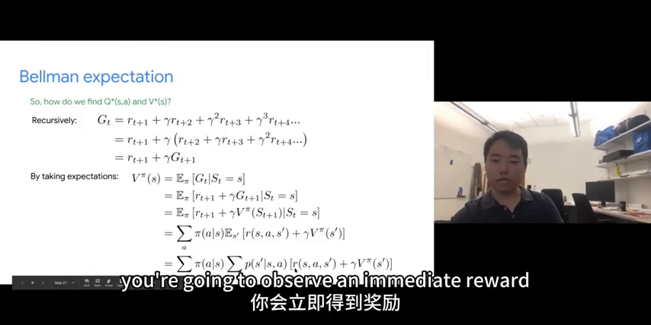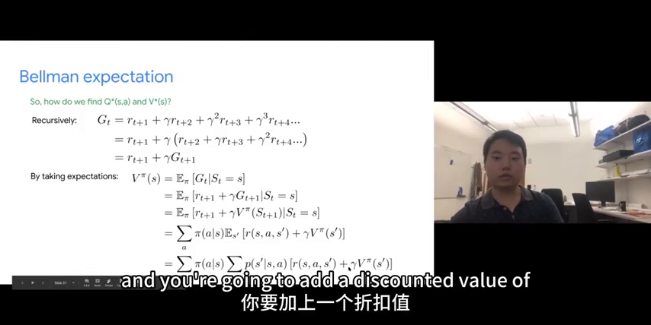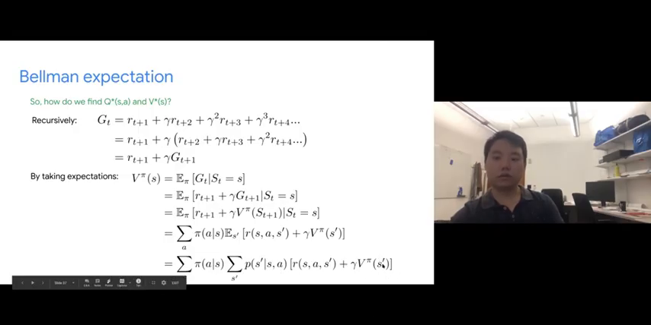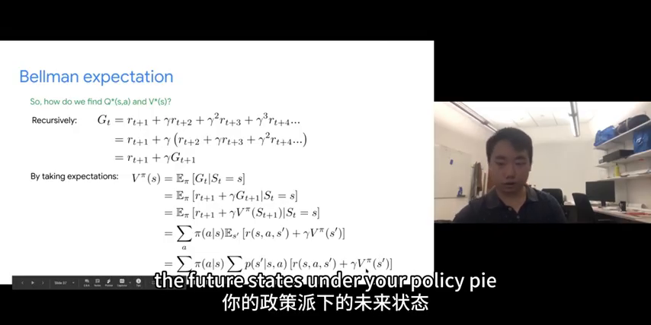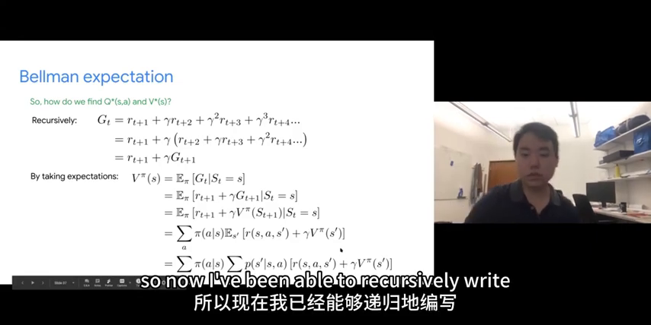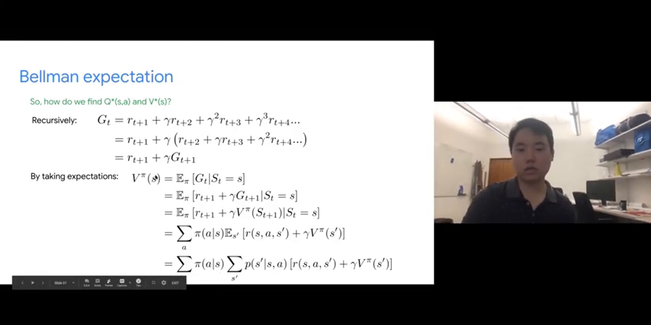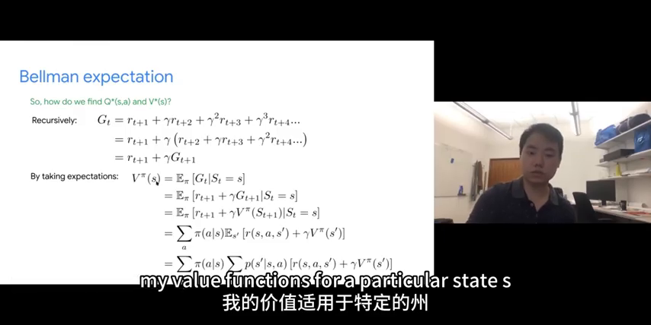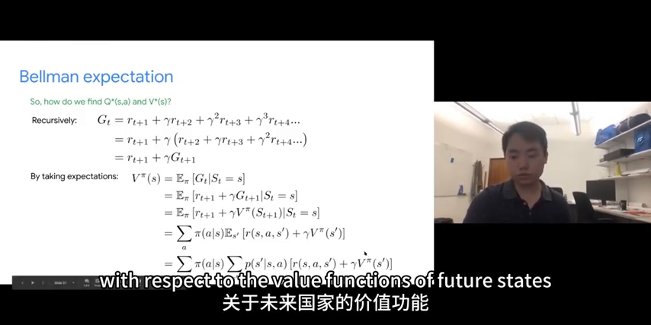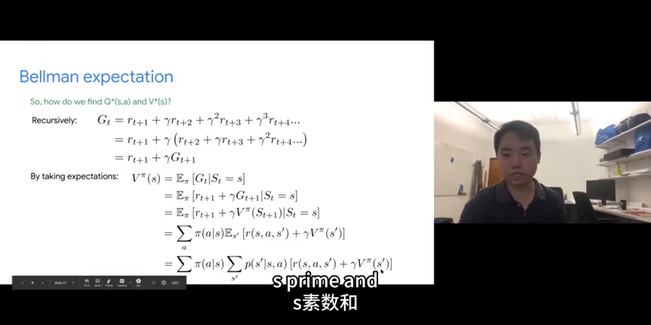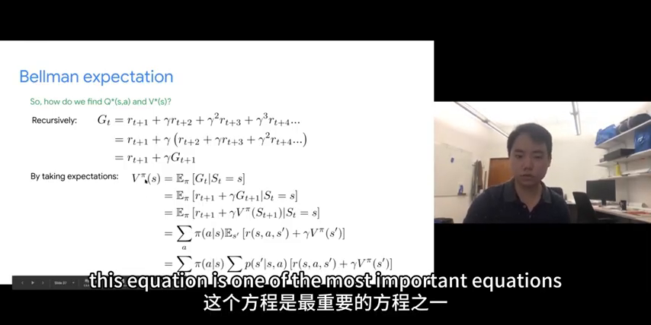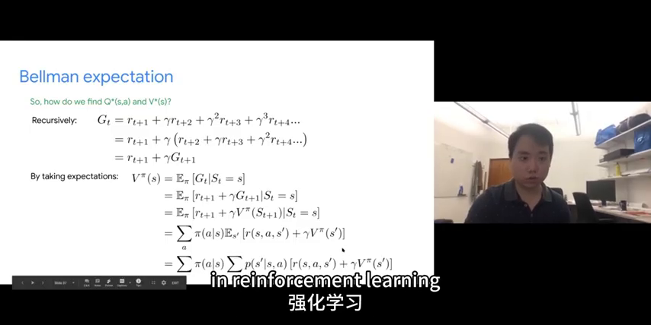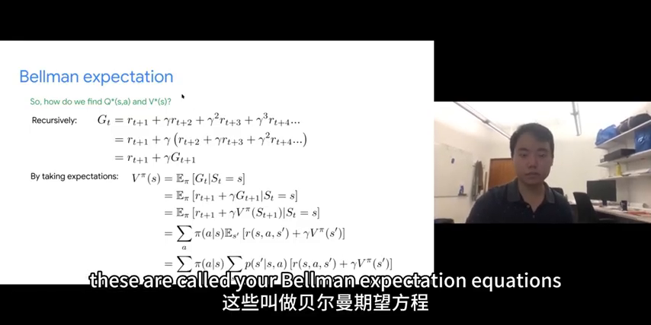You're going to observe an immediate reward, and you're going to add a discounted value of the future states under your policy pi. So now I've been able to recursively write my value function for a particular state S with respect to the value functions of future states S prime. And this equation is one of the most important equations in reinforcement learning. These are called your Bellman expectation equations.